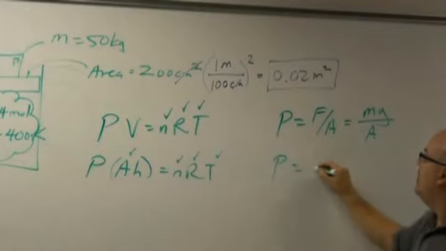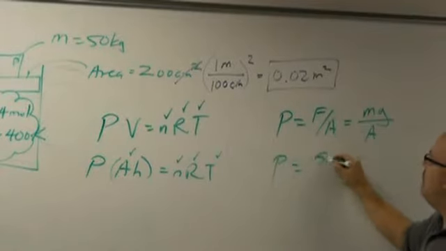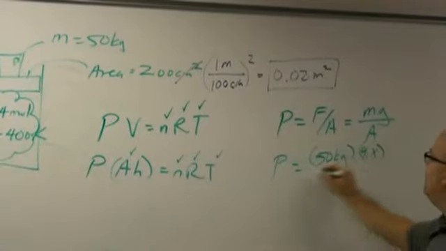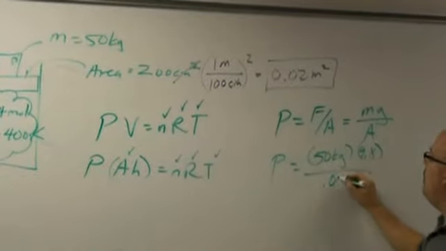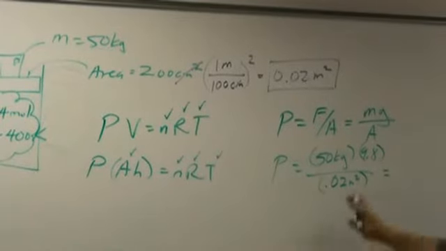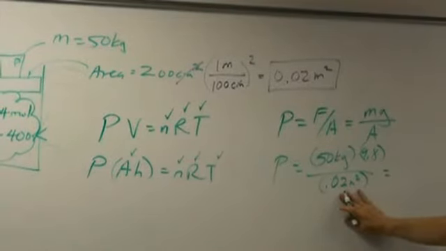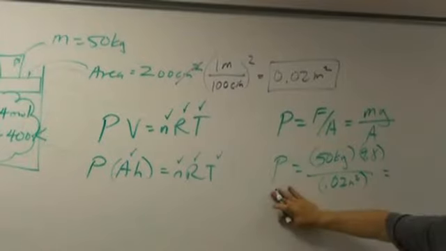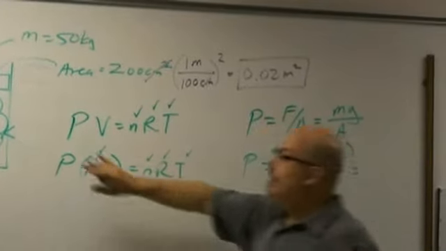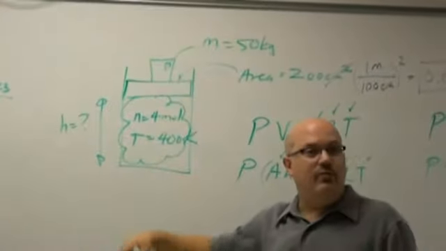Pressure equals mg, which is 50 times 9.8 divided by 0.02 meters squared. Hey, look at that. We need that proper measurement here, or otherwise our answer's not going to end up in pascals, right? All that other stuff is just extraneous information. That's correct.